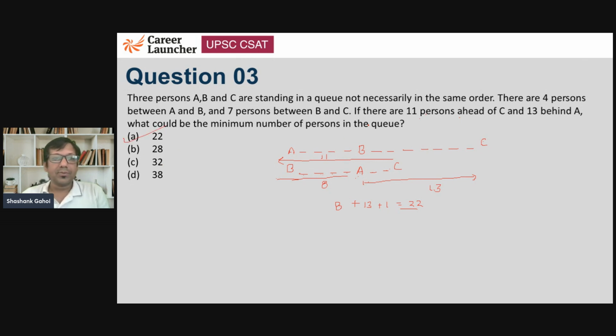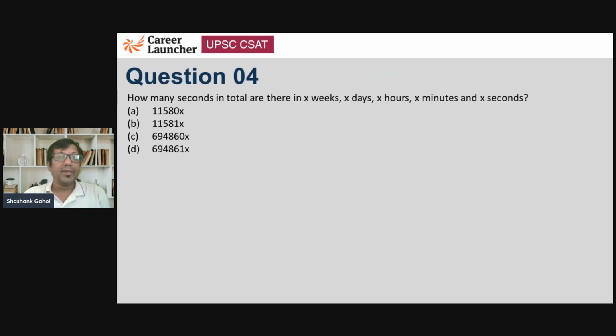Okay. Now let's move on to the next one. What does it say? How many seconds are there in X weeks, X days, X hours, X minutes, and X seconds? Okay. So 1 week has 7 days. So X weeks have 7X days. Now X weeks plus X days is going to be 7X days plus X days, so this is going to be 8X days. So X weeks plus X days are equal to 8X days.